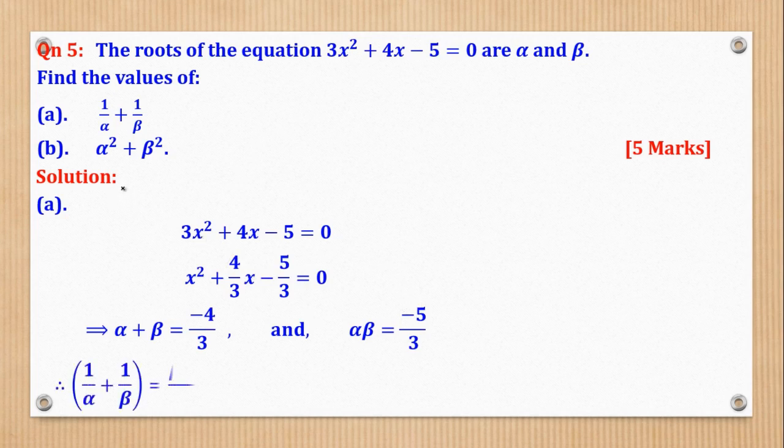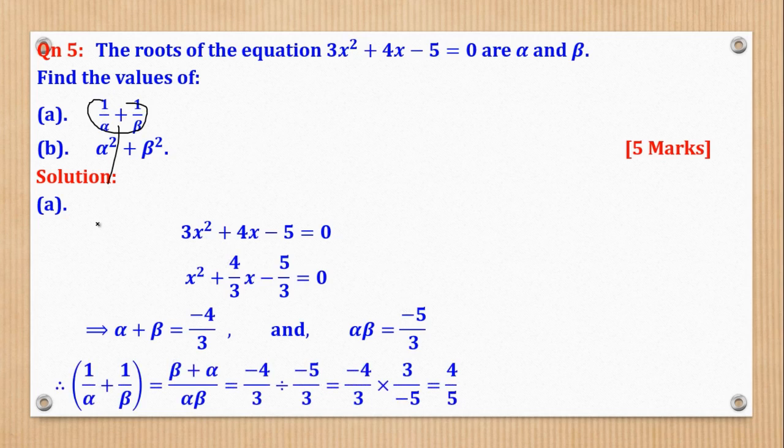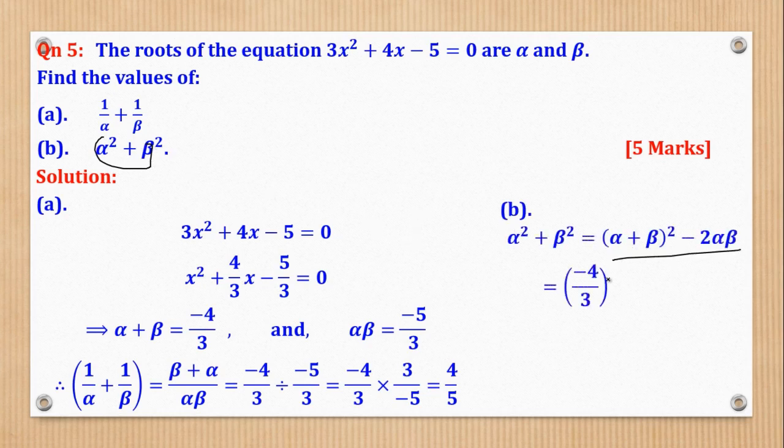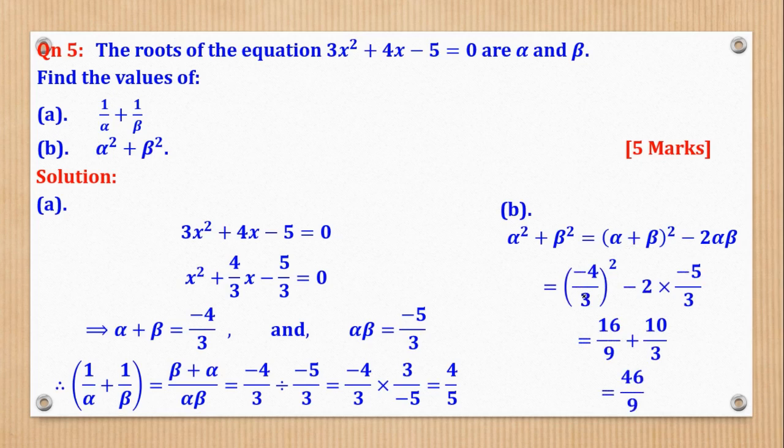Now I can go to part A, where they want you to get the expression of this. So get the LCM to give you this. Then this numerator is a sum, denominator is a product. So when I divide the two, I'll come up with 4 over 5. Then for part B, this one, it's a common expression. It gives you this. Then you substitute for sum and for the product. Then you can get the answer they wanted.